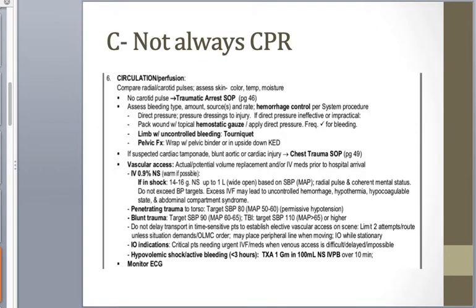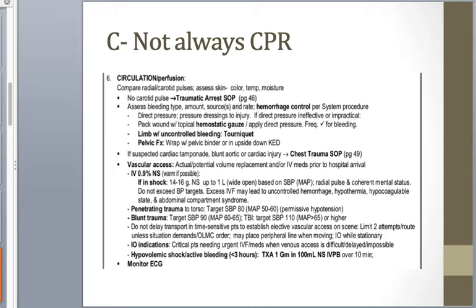C, not CPR in this case, it's circulation. We're going to assess their perfusion. We're doing most of these last couple of slides pretty quick, within the first 3 or 4 minutes of the call, maybe even faster. So you want to compare radial and carotid pulses, assess their skin color, temperature, and moisture levels. If there's no carotid pulse and you can't find a pulse anywhere else, start the traumatic arrest SOP. Again, we have COVID protocols in place as far as CPR goes, so please make sure that you are wearing appropriate PPE and using the plastic sheets if needed.